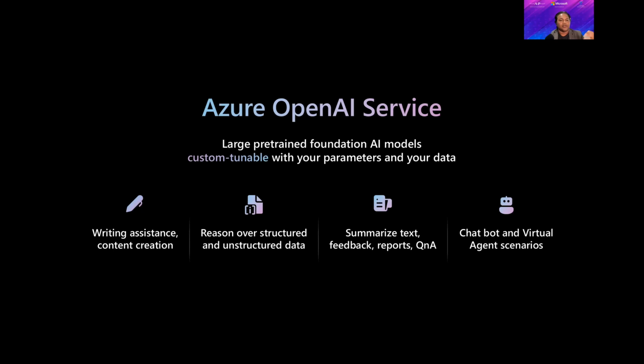Now, to go back to the question of ChatGPT, well, under OpenAI, there are a set of models. There is Codex, and there are different versions of GPT. GPT stands for generative pre-trained transformer. There is GPT-3, 3.5, and now GPT-4. ChatGPT was a chat interface on top of the GPT-3.5 model. But now we have GPT-4 available under the Azure OpenAI service, and this service allows you to create writing assistance. You can create documents or reason over structured and unstructured data. You can summarize text or create chatbots.